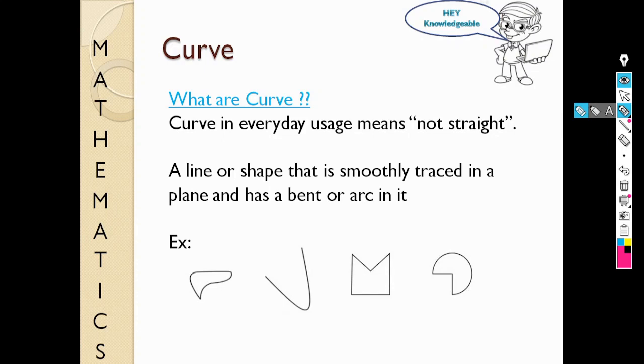A curve in everyday usage means not straight, a line or shape that is smoothly traced in a plane and has a bend or arc in it. So if you see, all these shapes given here as examples are not straight, so we can call these curves.